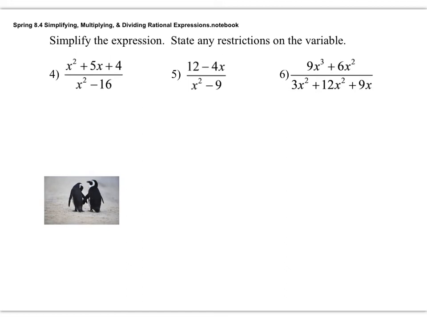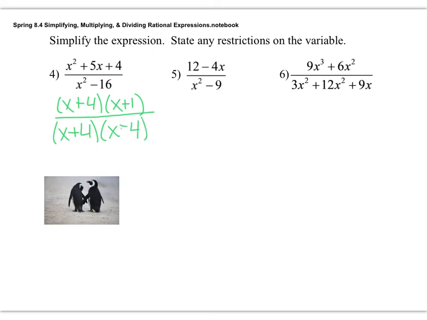All right, let's try just a few more and we'll call it good for the day, okay? So back to our steps where you always want to look. Step 1 says to factor. All right, so first thing on number 4, I want to factor the top. That's going to factor to an x plus 4 and an x plus 1. The bottom factoring, that is my favorite. That is a difference of squares. So I know it's x plus 4, x minus 4.